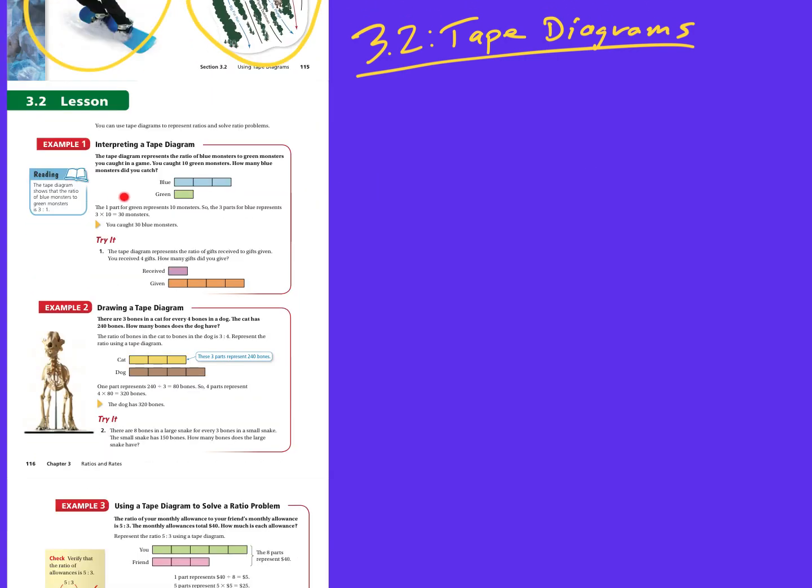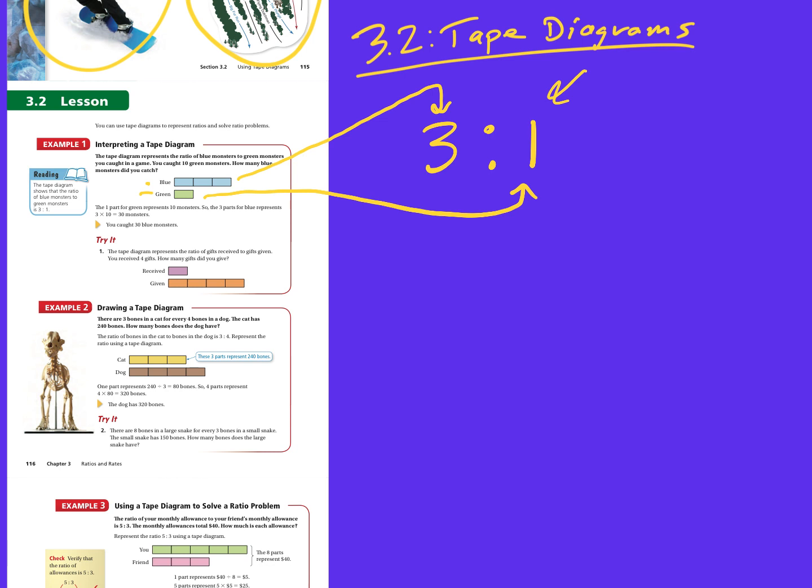Let's look at example 1 here. The tape diagram represents the ratio of blue monsters to green monsters you caught in a game. You caught 10 green monsters. How many blue monsters did you catch? Here's our tape diagram, which tells us that the ratio of blue to green is 3 to 1. Remember, the order is essential. You want to make sure that the order is understood. As these are arranged top to bottom, you would go left to right when you write your ratio over here.